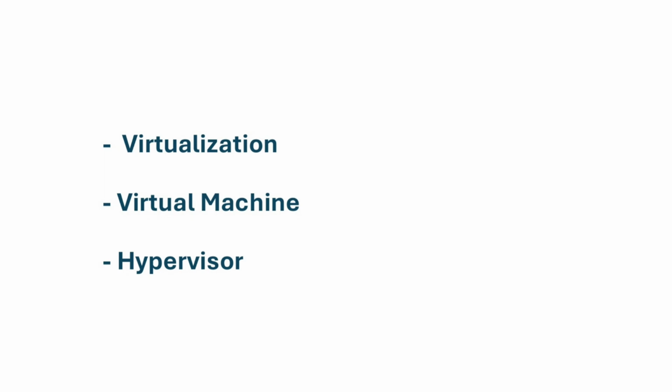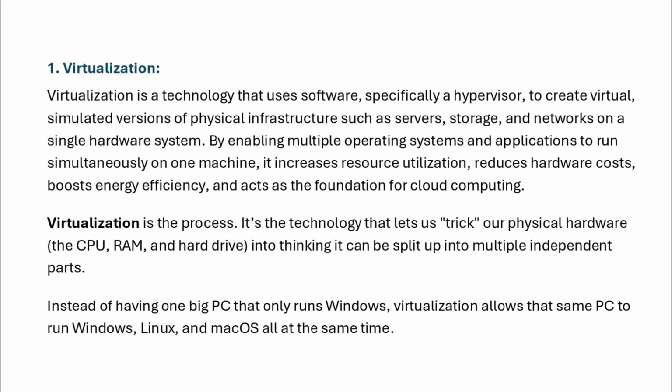The topic is virtualization, virtual machine, hypervisor. What is virtualization? Virtualization is a technology that uses software, specifically a hypervisor, to create virtual simulated versions of physical infrastructure such as servers, storage, and network on a single hardware system. By enabling multiple operating systems and applications to run simultaneously on one machine, it increases resource utilization, reduces hardware costs, boosts energy efficiency, and acts as the foundation for cloud computing.